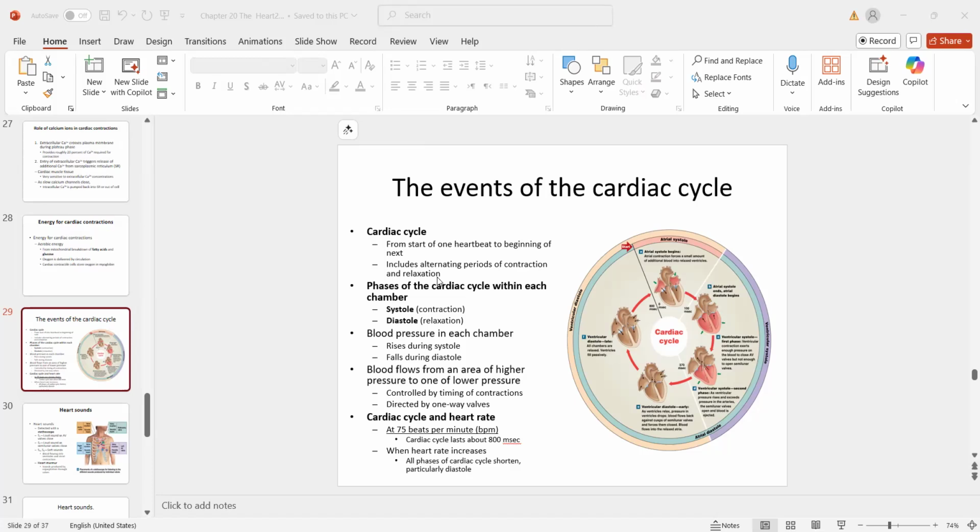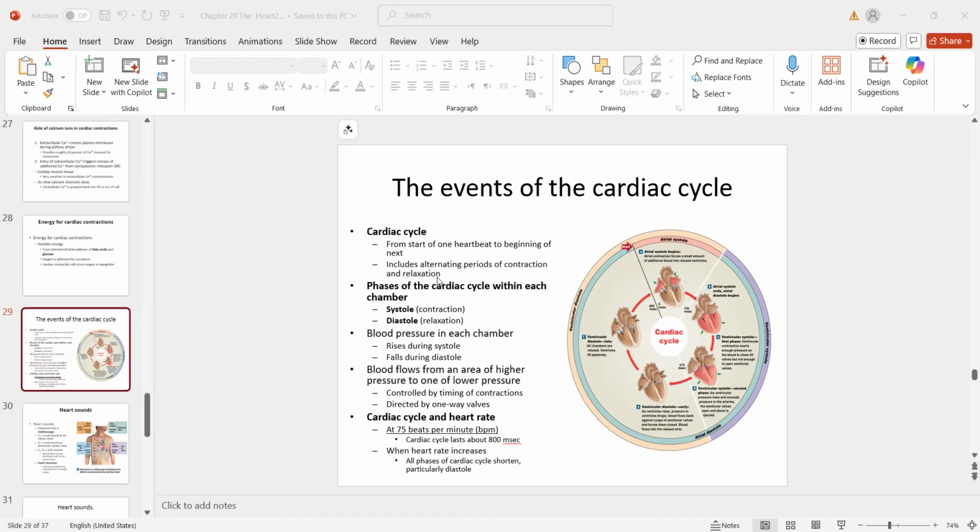Fluids flow from an area of higher pressure to an area of lower pressure. In the cardiac cycle, the blood pressure within each chamber rises during systole and falls during diastole. The correct pressure relationship depends on the careful timing of contractions, and the valves between adjacent chambers help ensure that blood flows in the required direction.